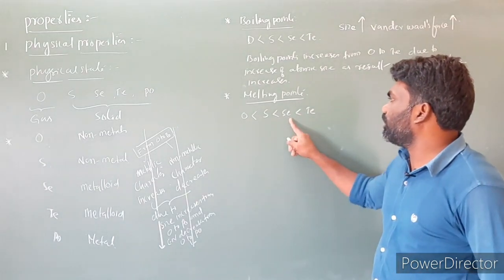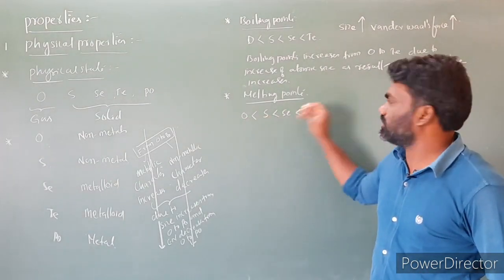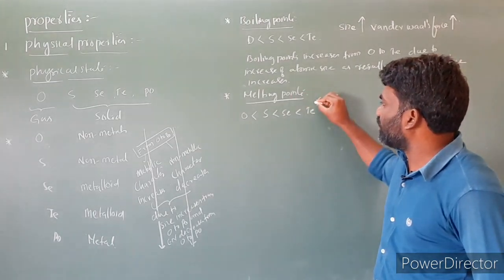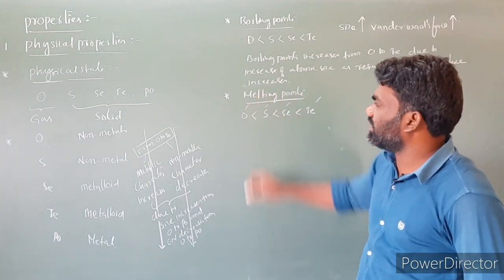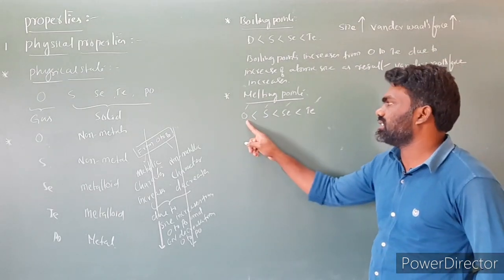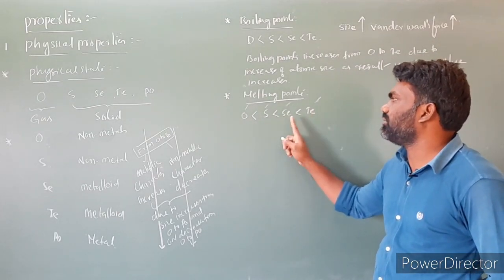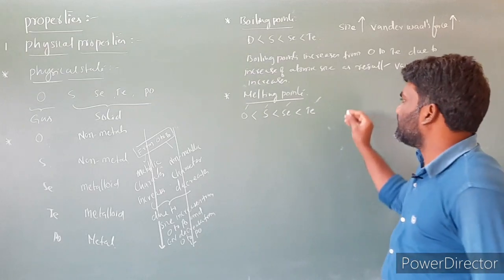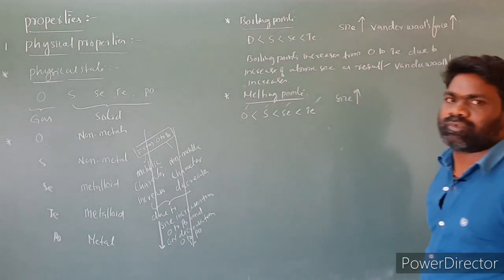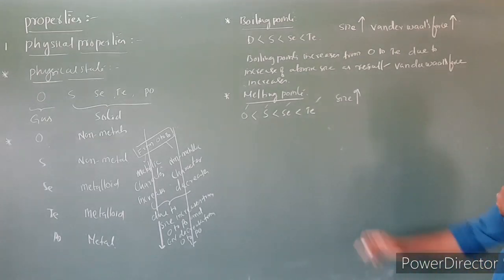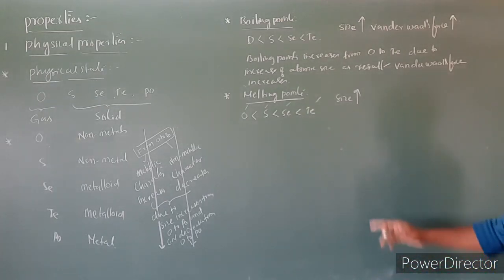So tellurium, selenium, sulfur and oxygen: tellurium is greater than selenium, selenium is greater than sulfur, and sulfur is greater than oxygen. In other words, oxygen is less than sulfur, sulfur is less than selenium, selenium is less than tellurium. What is the reason in this case? This also depends upon size. While moving from top to bottom, from oxygen to tellurium, size increases.